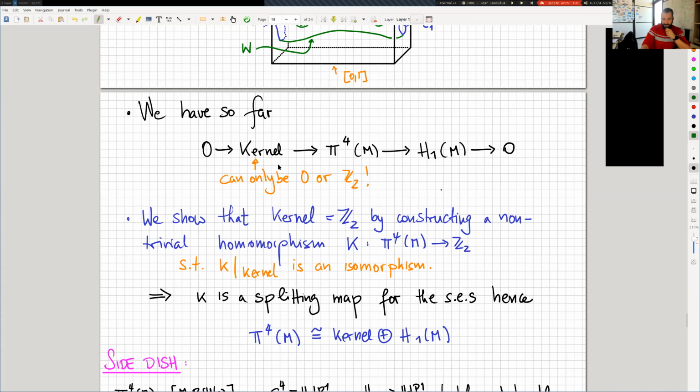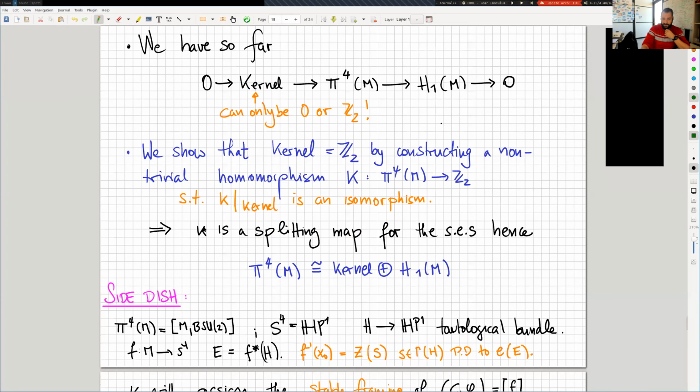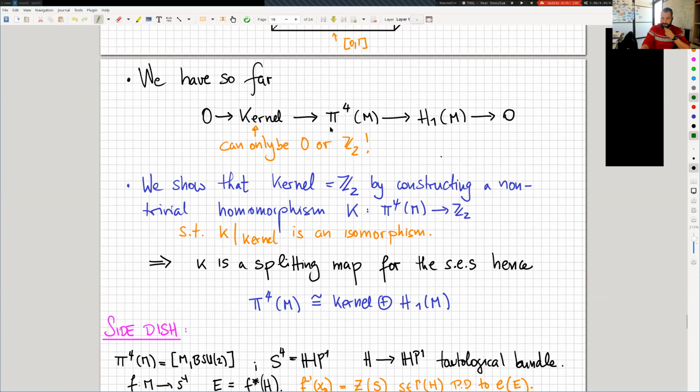So you just take the element C with a framing which is not the trivial one, right? And then you just prove that it's an isomorphism. And if you have this, you automatically have a splitting map for the short exact sequence. This map is a homomorphism, so it splits the short exact sequence, and you immediately get that pi4(M) is the kernel plus H1(M), because this kappa is a splitting map for the short exact sequence.